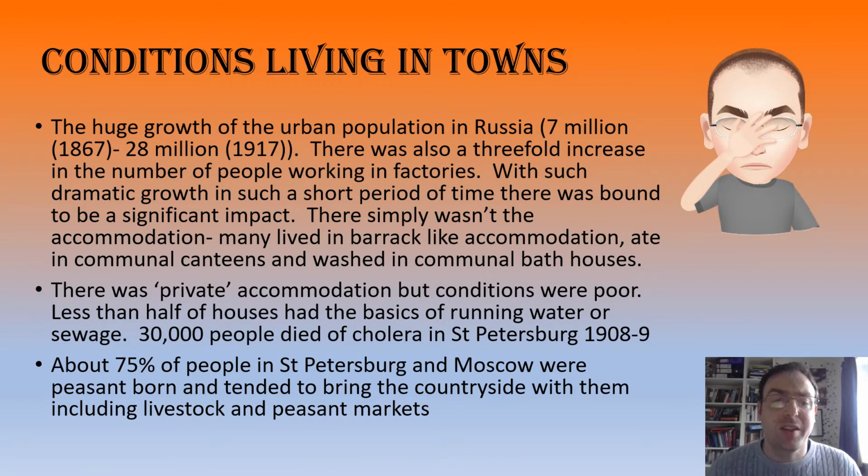Firstly, conditions in the towns. Well, the urban population had increased by about 21 million between 1867 and 1917. So we're talking about a massive amount of growth. There's also a threefold increase in the number of people working in factories. With such a dramatic growth over such a period of time, there's bound to have been a fairly significant impact.